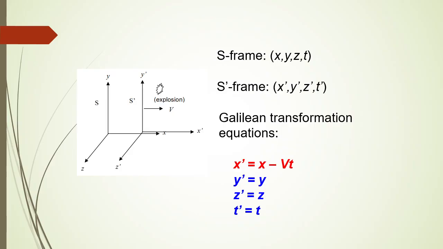For y, z, and t, because nothing changes between the two frames, it's very simple. y prime equals y, z prime equals z, and t prime equals t. However, for the x coordinate, there is motion, so we subtract away the relative velocity, the velocity of the moving frame. So to get the x coordinate, it will be x prime equals x minus vt. So it's using relative velocity. Not too difficult, right?